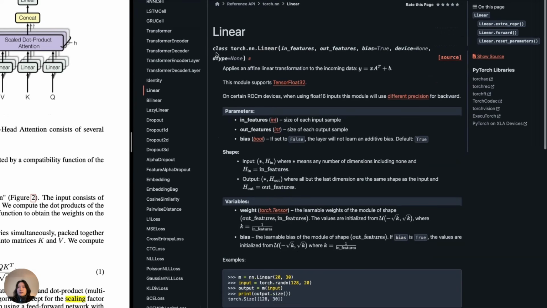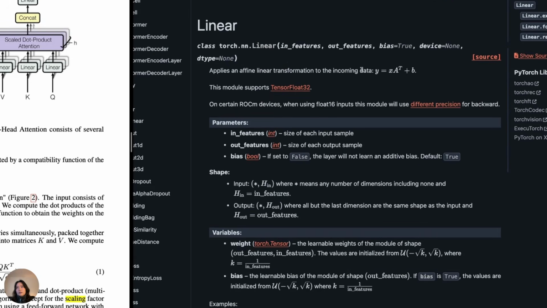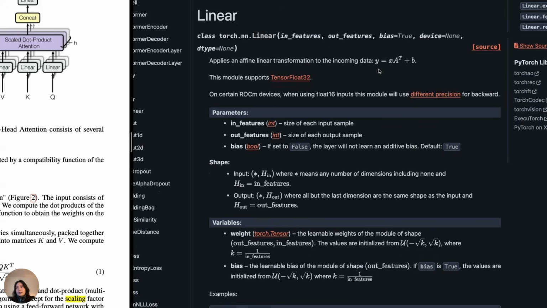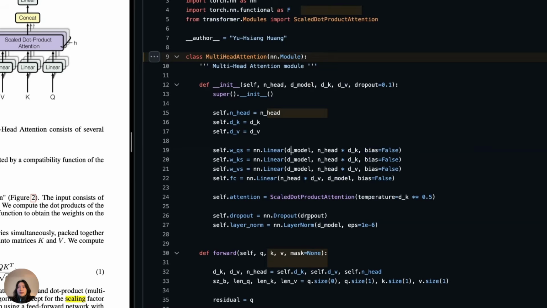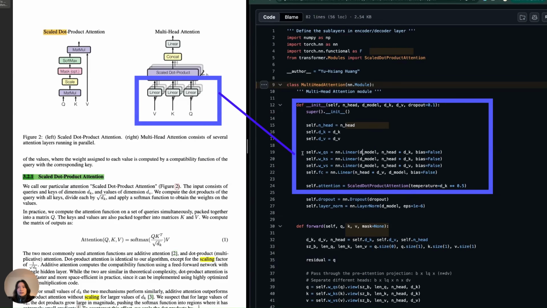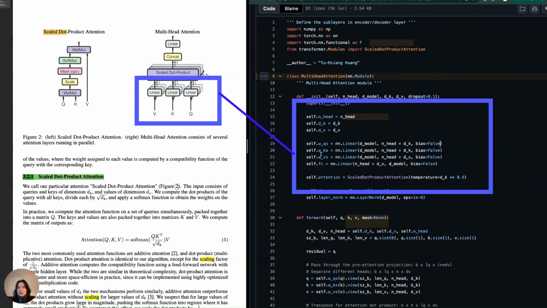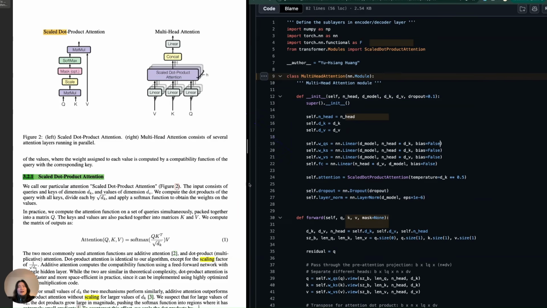Let's go back and look at the definition. The class torch.nn.Linear applies an affine linear transformation to the incoming data, y equals x transposed A plus b. So it's basically creating something like wx plus b, a very common linear transformation. So here in the multi-head attention, each step is created here, in that linear. Isn't it quite fun to see how the researchers come up with all this design and then put it into PyTorch code? I find it quite fascinating, personally.